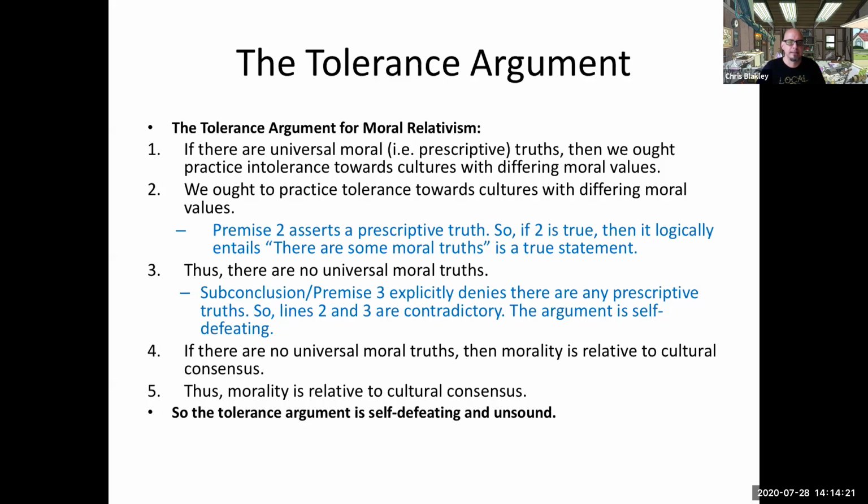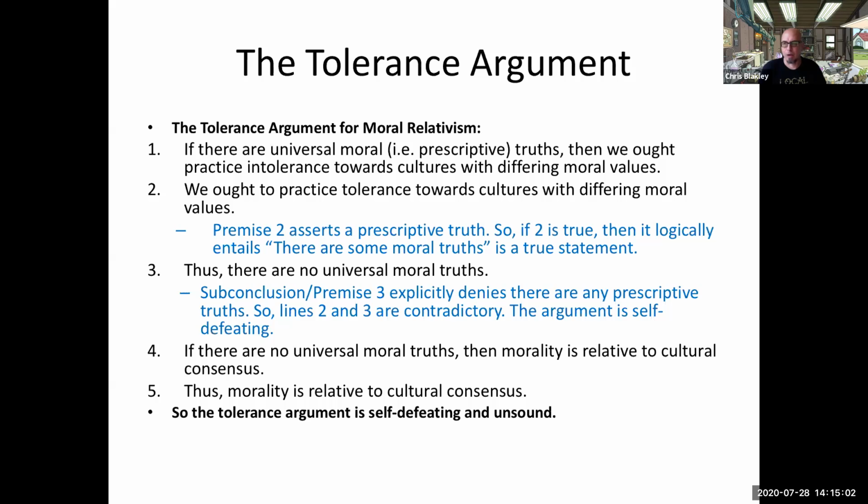The first line says, if there are no universal moral truths, then we ought to practice tolerance towards cultures with different moral values. The second line asserts a universal prescriptive truth. I'm taking that to mean a universal that everyone ought to do this. So it says everyone ought to practice tolerance towards cultures with differing moral values. Again, we're entertaining the idea, for the sake of argument, that the claims here are true. So it's the assertion of a universal prescriptive claim, a moral truth.